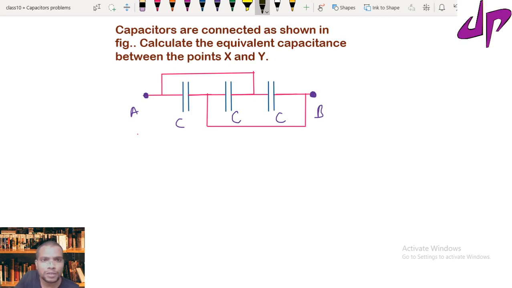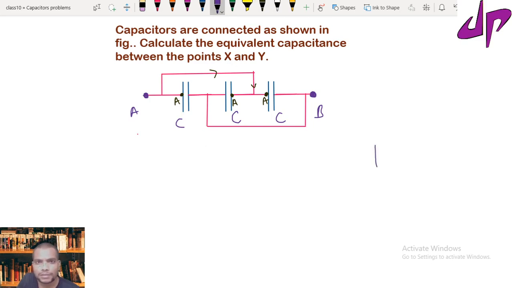Suppose this is the A point. It means this plate also gets A, and the same A point is carried up to here. So here also it will get the A point. I should not draw the arrow marks, but it is to make you understand. So this capacitance also gets the A point, and this capacitance also gets the A point. Now from the A point, three capacitance plates are connected. Now I will redraw the circuit below.